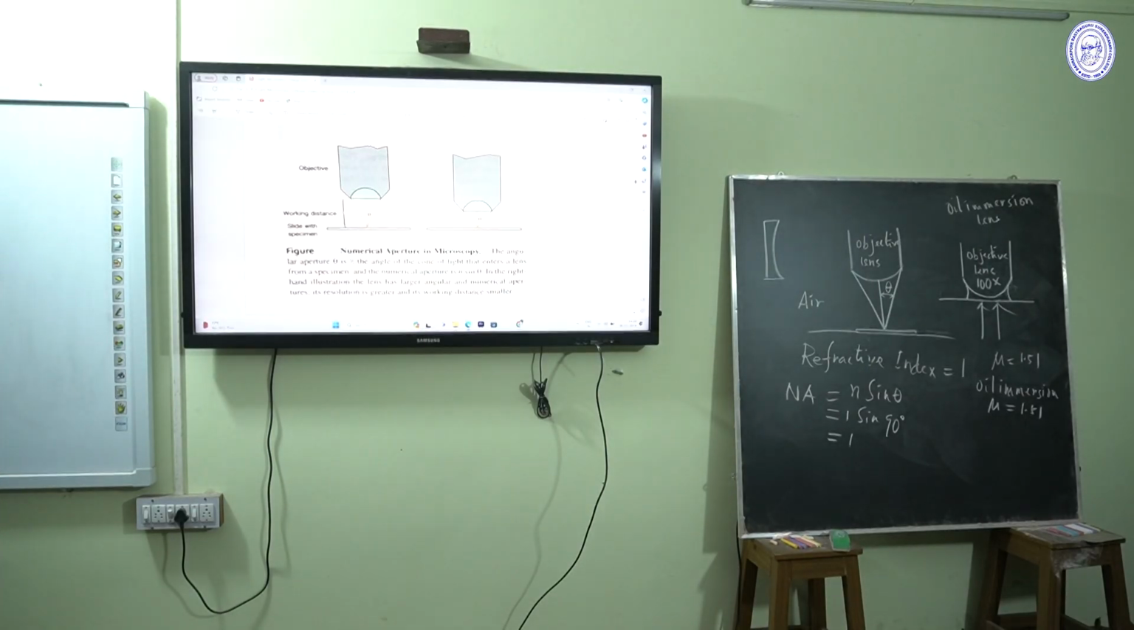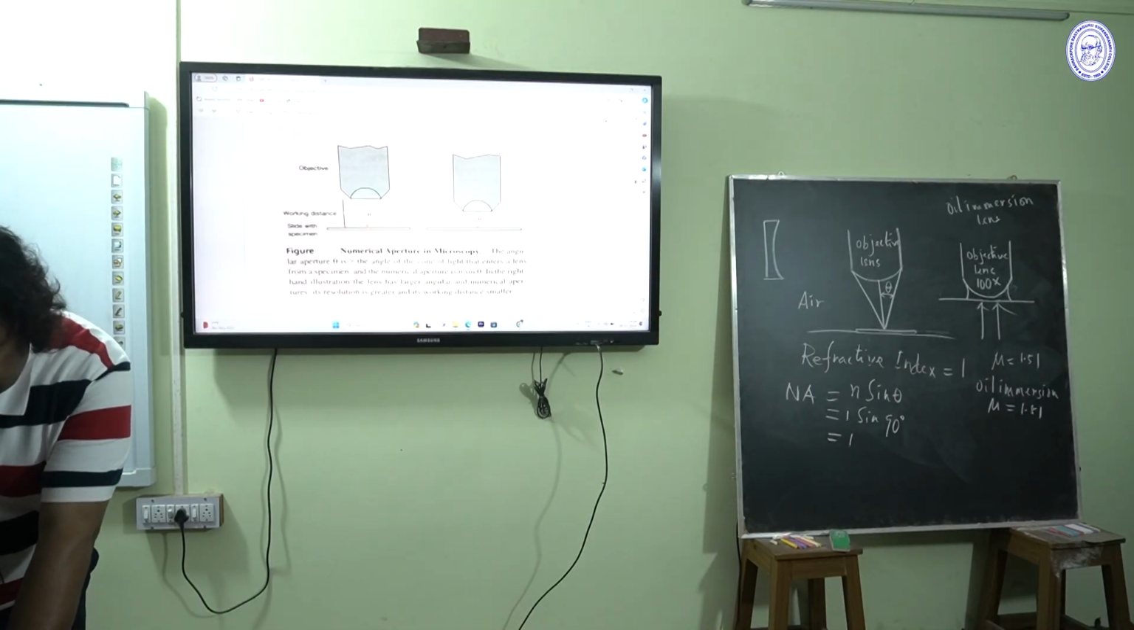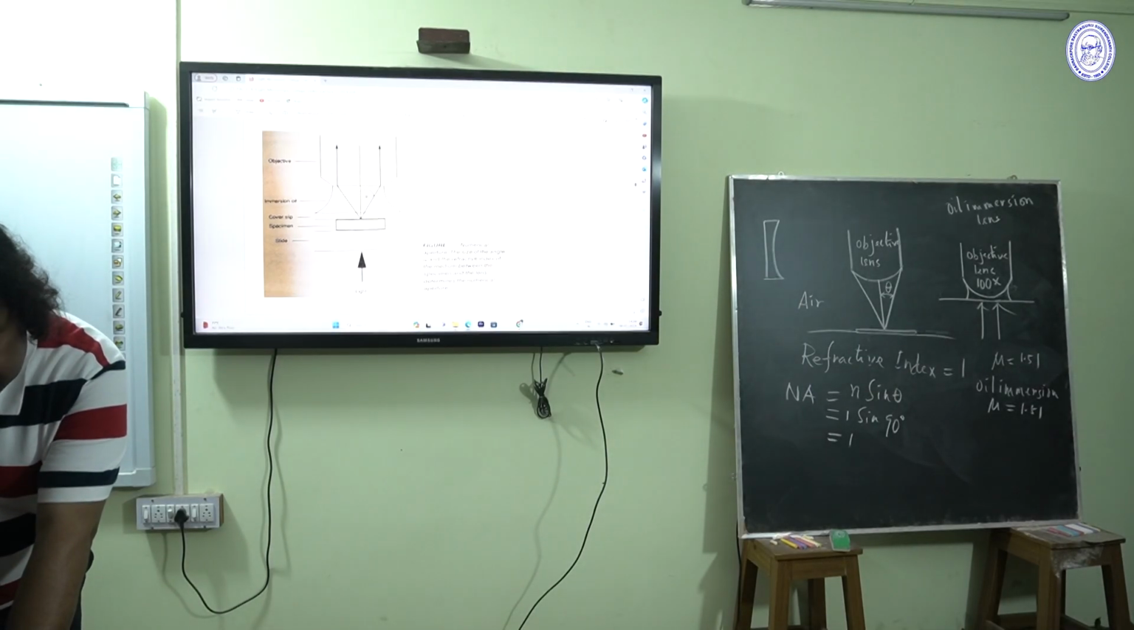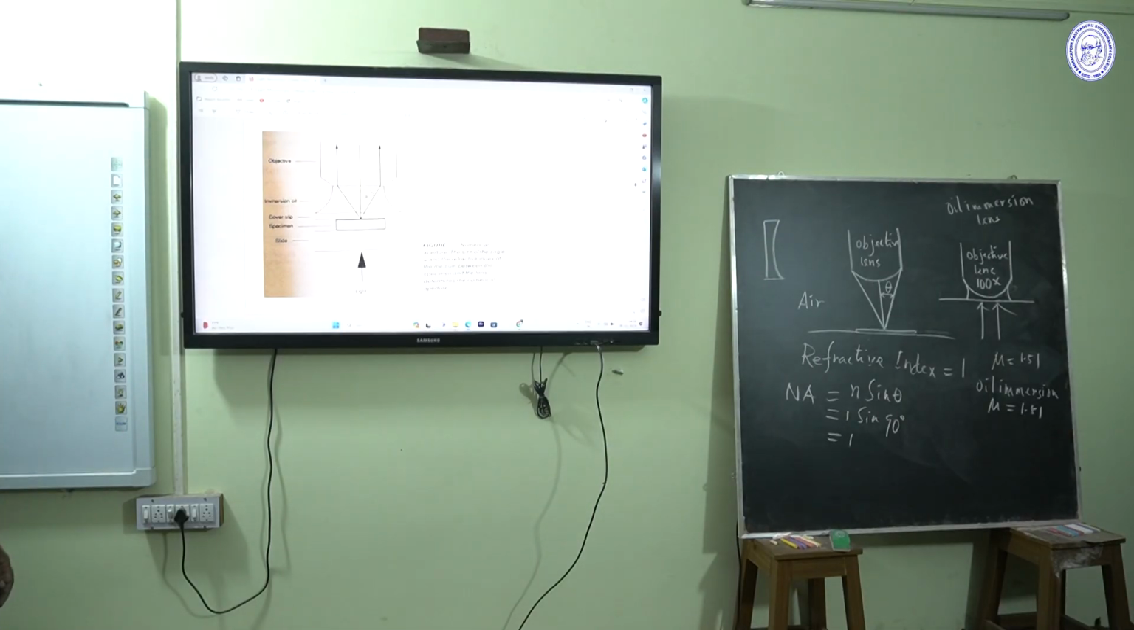And the plane side is used when you are using artificial light, a light bulb or lamp, whatever it may be. In that case, the source of light is nearer, so there is no need to gather the light, only the reflection of the light is needed. At that time, the plane side is used. Yeah, this is for the use of oil immersion.